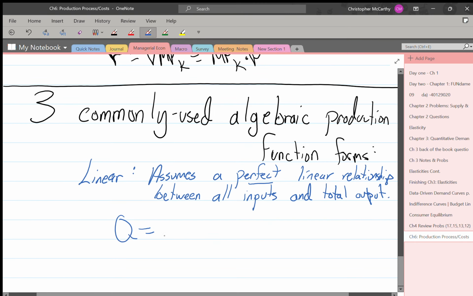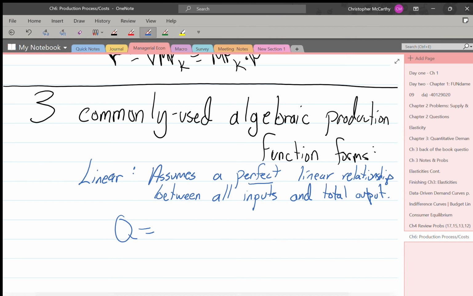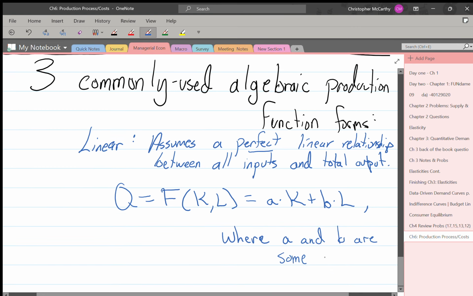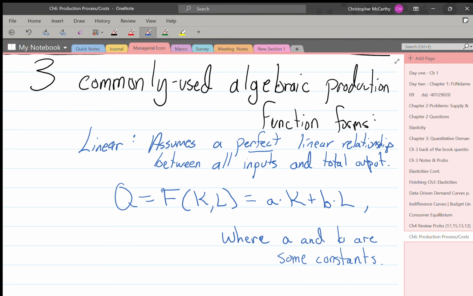It's Q equals big F, not little f, big F, because I have two arguments here, capital and labor. And it's going to be equal to A times capital plus B times labor, where A and B are some constants. It doesn't have to do with prices. It has to do with how productive they are in the production process, the engineering relation.